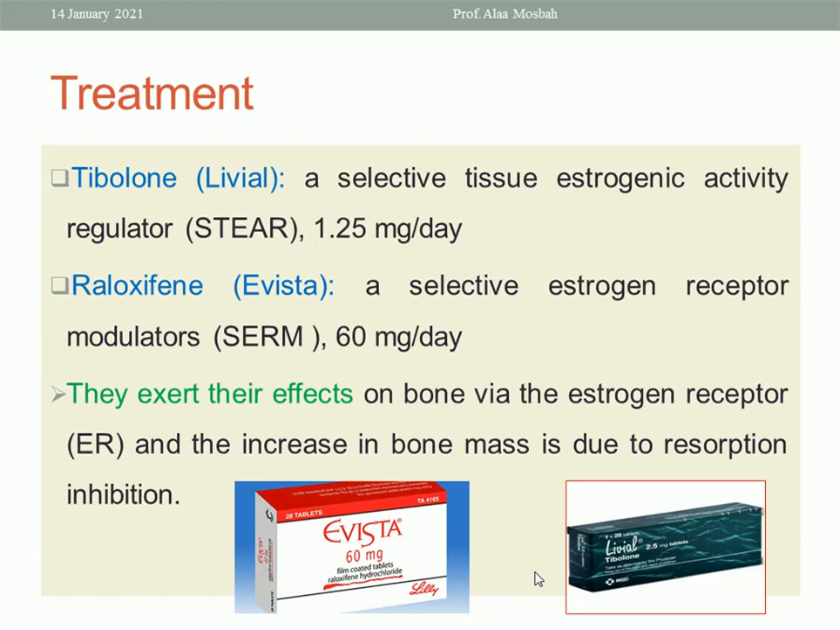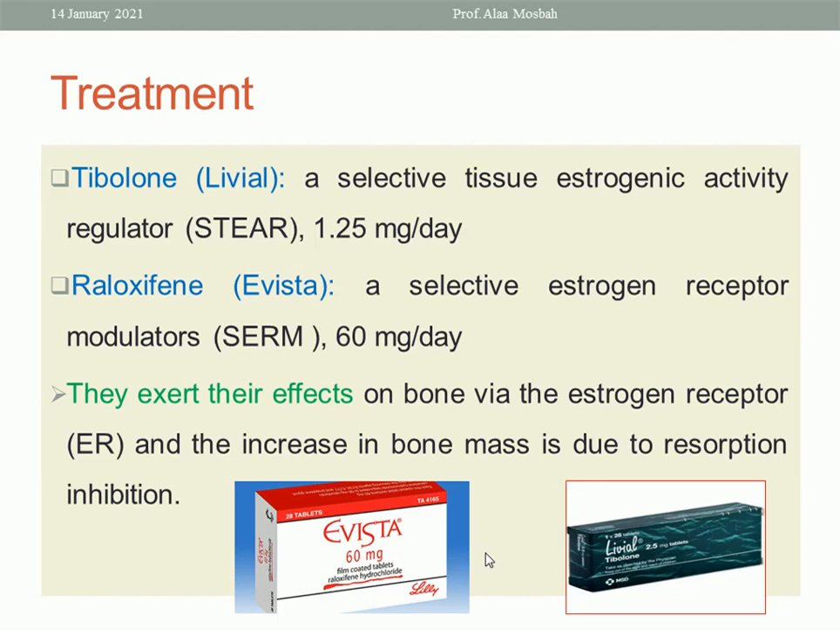acts on the bone via estrogen receptor and increases bone mass due to resorption inhibition. So both tibolone and raloxifene increase the bone mass due to resorption inhibition, so inhibiting the activity of the osteoclast and encouraging the osteoblast. Okay, so improving the bone mass. This is an example for tibolone, and this is an example for raloxifene. Tibolone is given in a dose of 1.25 milligram per day, and raloxifene is given in a dose of 60 milligram per day.